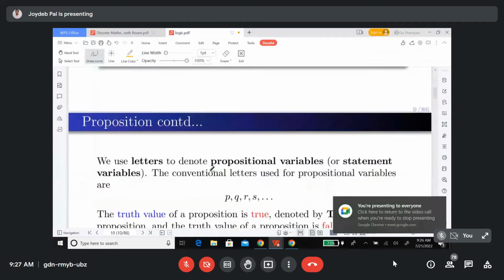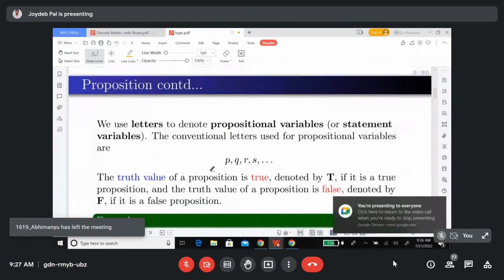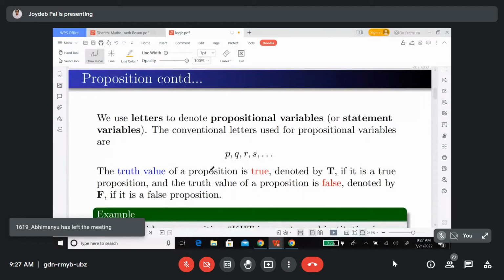Fine. Now I am coming to notation. Notation of a proposition. So suppose a proposition is used repeatedly in a mathematical argument. So it will be a laborious job to write the same sentence again and again, isn't it?